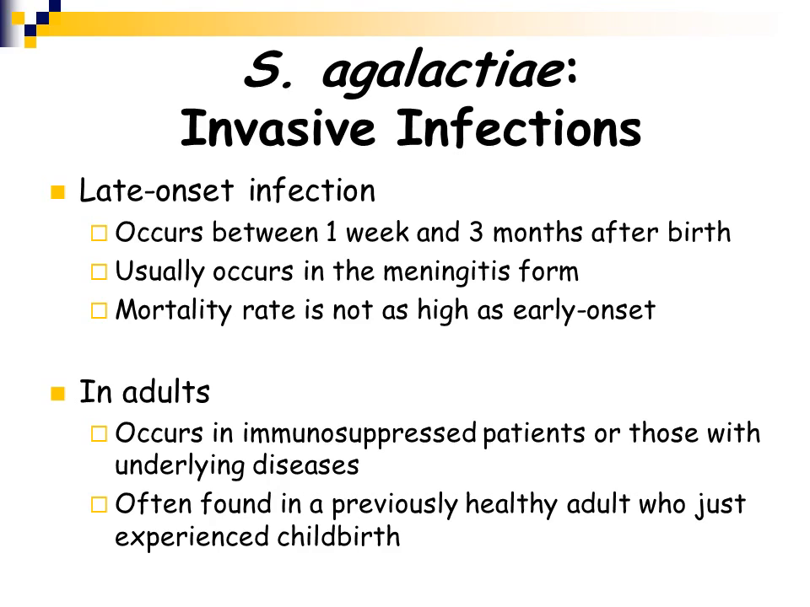In adults, Strep agalactiae causes invasive infections more commonly in immunosuppressed individuals or those that have underlying chronic diseases. Sometimes it has been associated with a person that was healthy who just had a child and then can get an invasive infection because the organism went from the urogenital tract and got into the bloodstream.